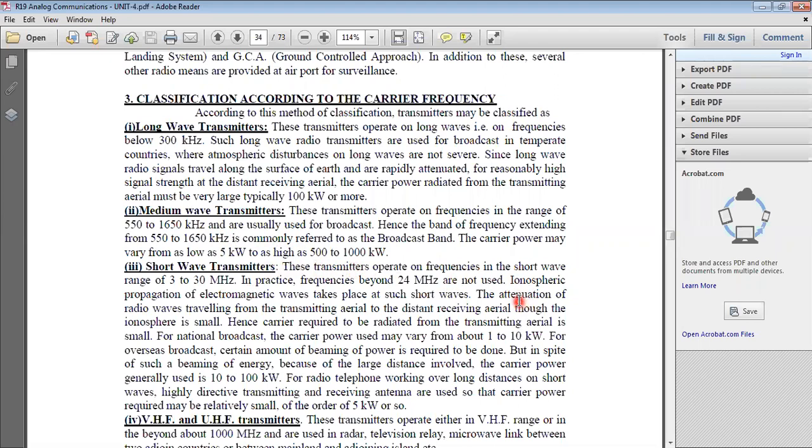Now coming to short wave. What is the short wave range? It is 3 to 30 megahertz.